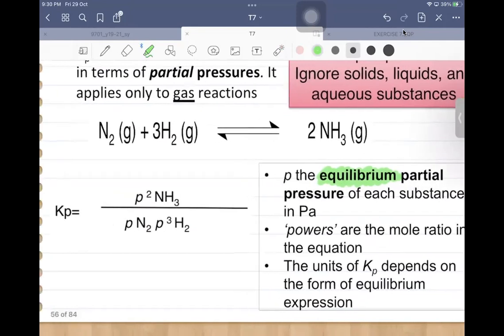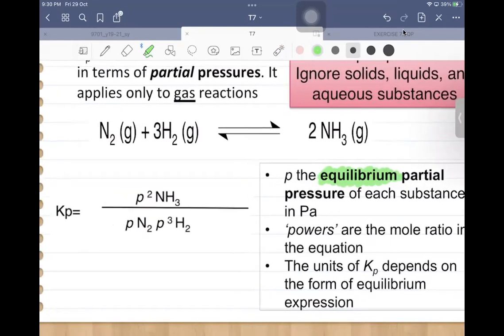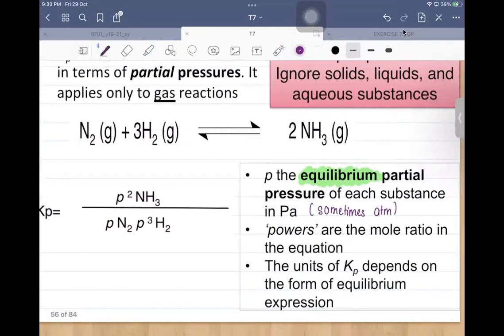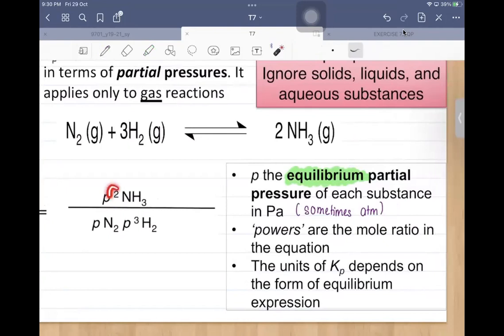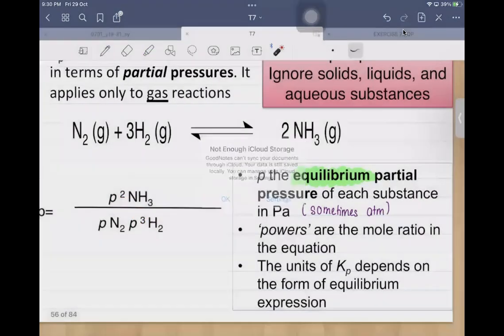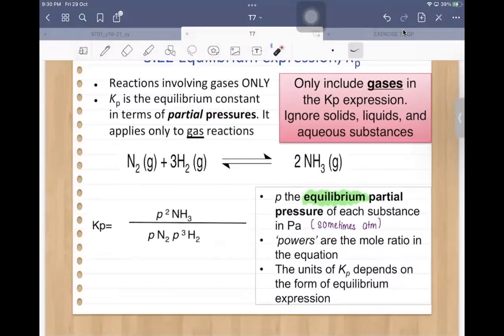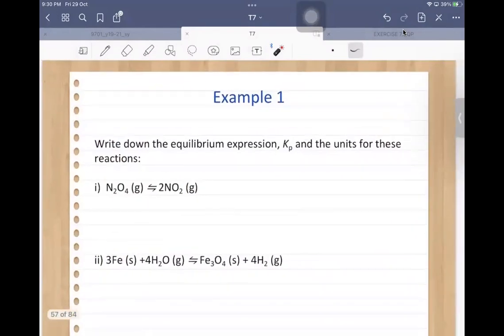Each substance is in Pascal, so each P represents Pascal, but sometimes in questions you will see atmosphere, ATM, and there's no problem with that. The powers are the mole ratio in the equation. The powers I'm referring to are 2 moles of ammonia and 3 moles of hydrogen. The units of Kp depend on the form of the equilibrium expression. So we work out the units of Kp in the same way we work out the units of Kc.